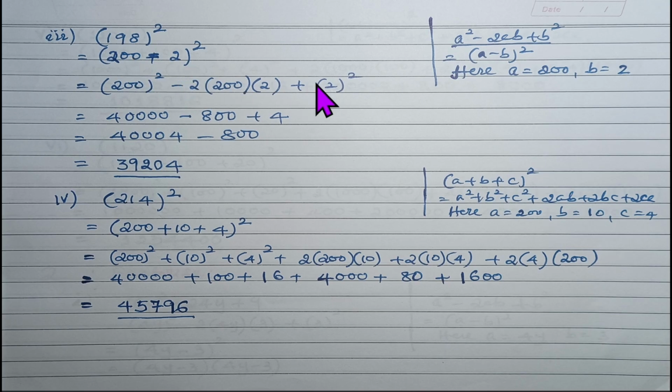A is 200, b is 2, and therefore a square is 200 square, minus 2ab will be minus 2 into 200 into 2, and b square is 2 square. So 2 square is 4 followed by 4 zeros, and this will be 800, and this will be 4. Now 40,000 plus 4 is 40,004, minus 800 becomes 39,204, which is the square of 198.